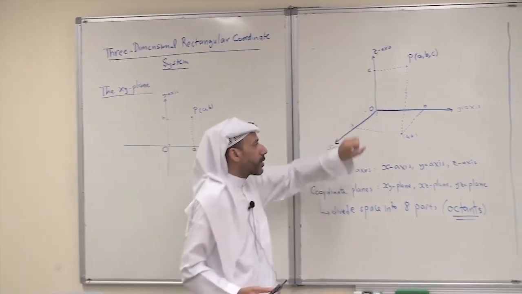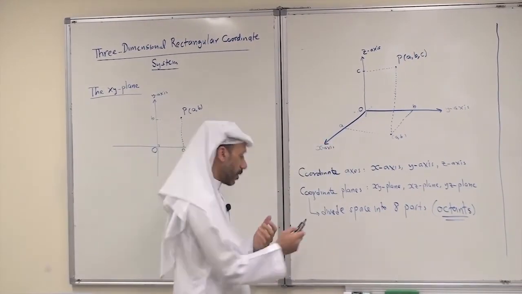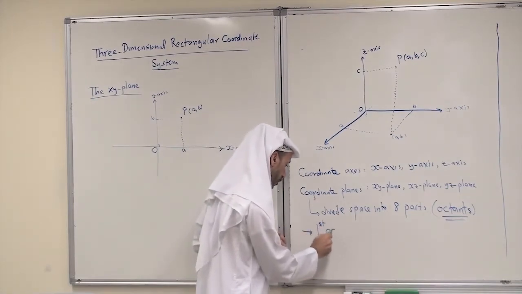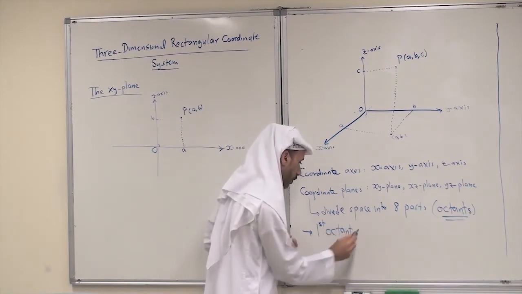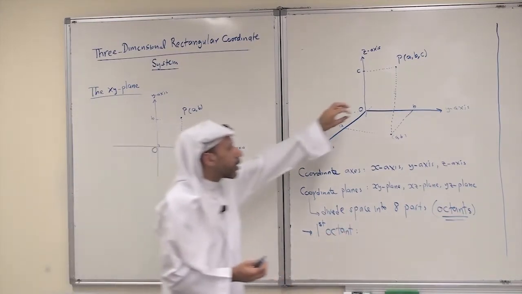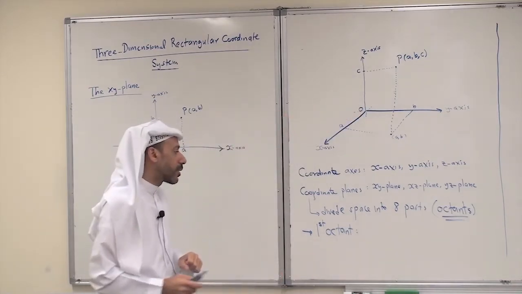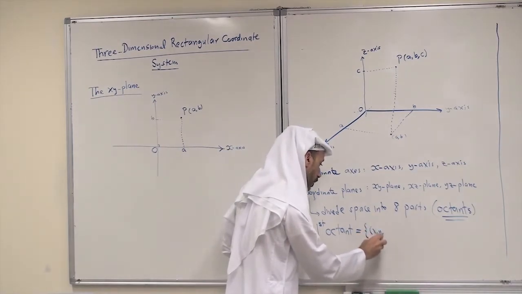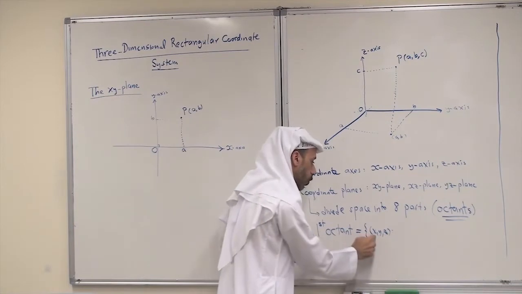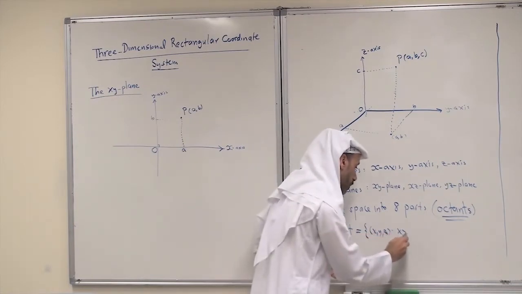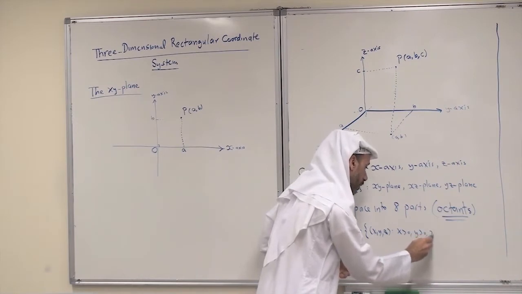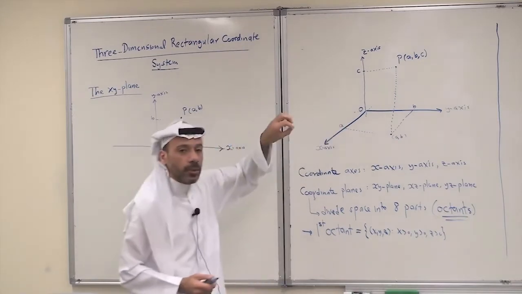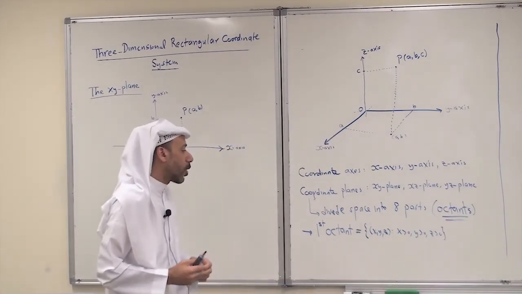For these eight octants, the first octant is the octant that is the closest to us. Basically, it consists of the points x, y, z, where each coordinate is positive. So x is positive, y is positive, and z is positive. This is the closest octant to us. It is the first octant.